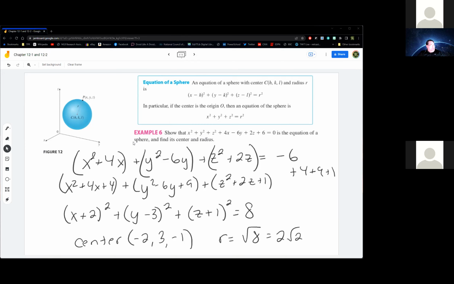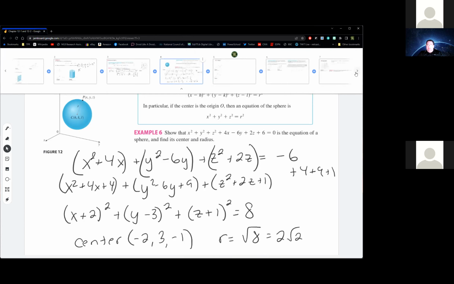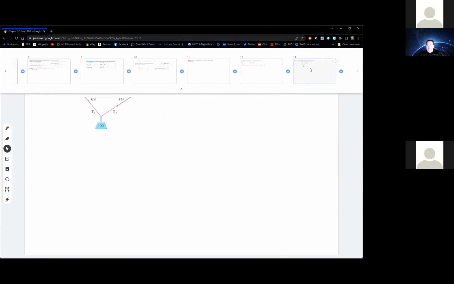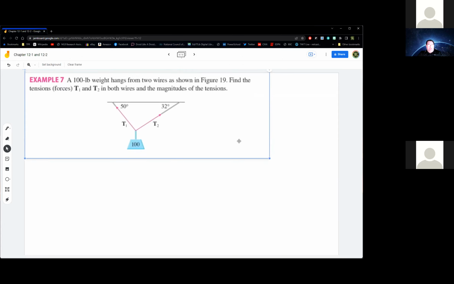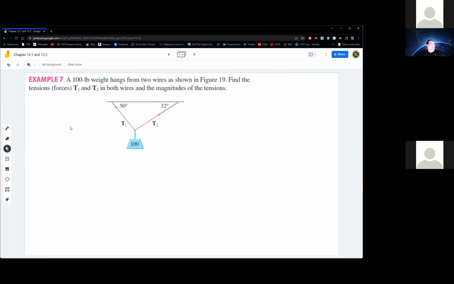All right, any questions with the equation of a sphere before we go into the heart of tonight's lesson? All right. So before we actually do the actual lesson, I want to show you a use case. We're not going to actually do this now, but I want to show you the use case, and then we'll go through and do all the work from it at the end.